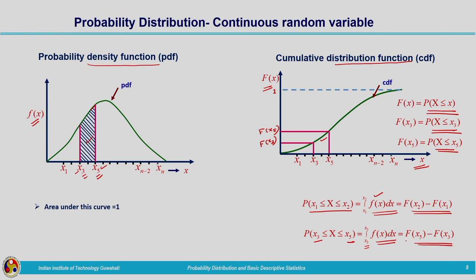So the difference between these cumulative probabilities corresponding to x5 and x3 will give us the probability of that particular random variable within that range. So that much about probability density function and cumulative distribution function. Now we need to have understanding about different probability distribution functions. That we will see later.